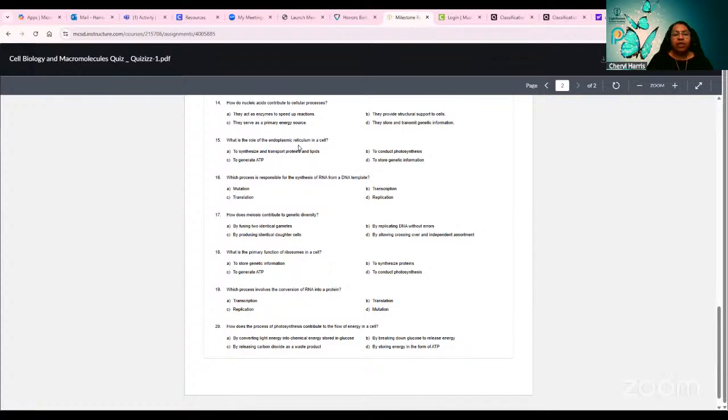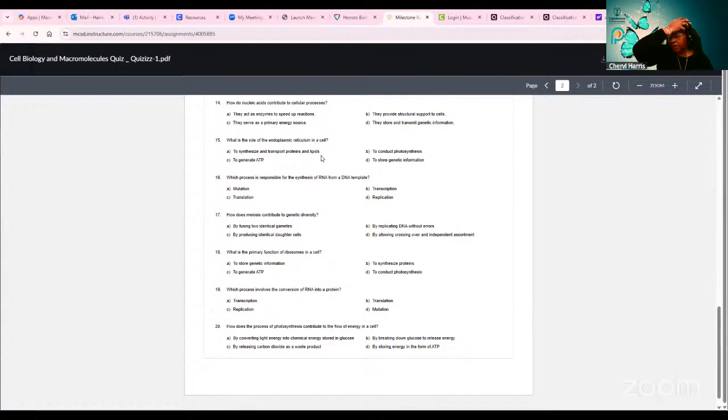All right, what is the role of the endoplasmic reticulum, sometimes abbreviated ER? And that is like a highway. If you look at it, it looks like a little highway system going through the cell. And which one did you pick for that? A, yes, thank you, Isabella. To synthesize and transport proteins and lipids.